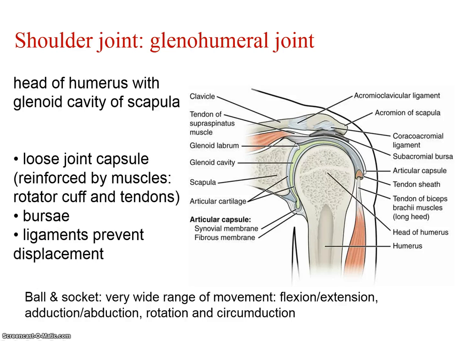So this is considered a ball and socket joint. Lots and lots of movement. And we include flexion, extension, abduction, adduction, rotation, and circumduction, the big ones. They're all done by this joint. Right? So, again, we see some classic features of the synovial joints here.